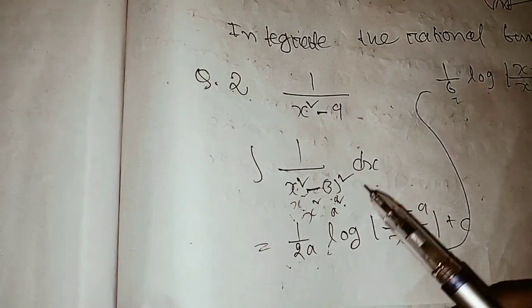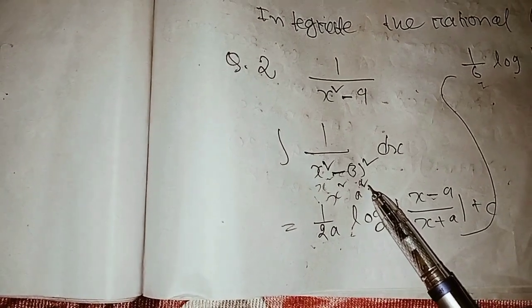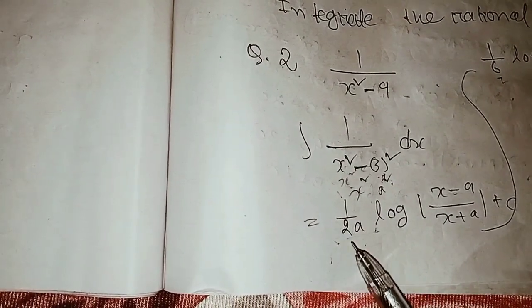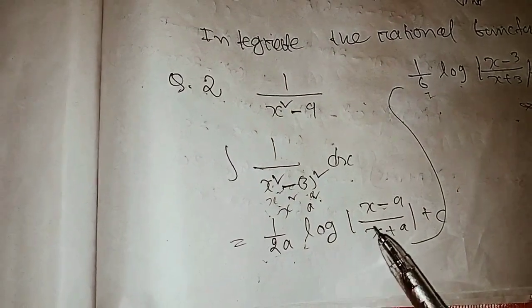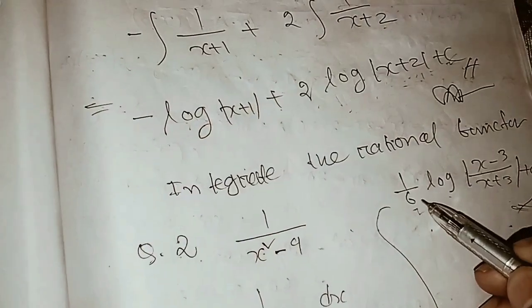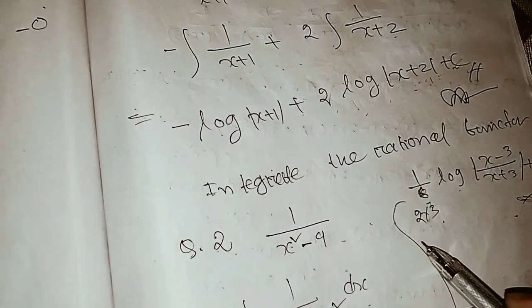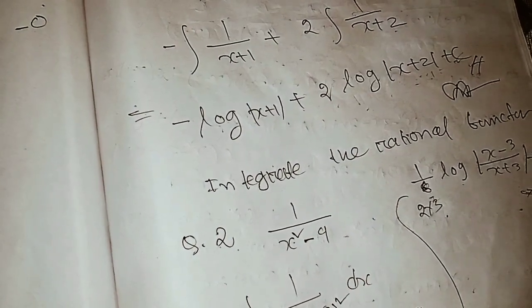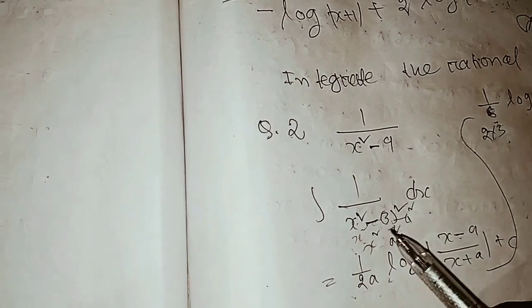So my dear friends, 1 by x square minus 3 square, then you can write this type of. I already did it. So 1 by twice a log x minus a over x plus a. So what is the value of a? You can see here 2 into 3. So 2 is as it is, and a is 3, because 3 is a square, and this is x square. So the value of a is 3.